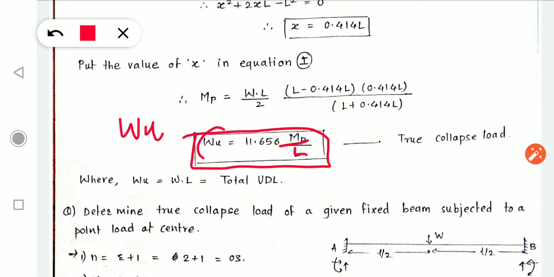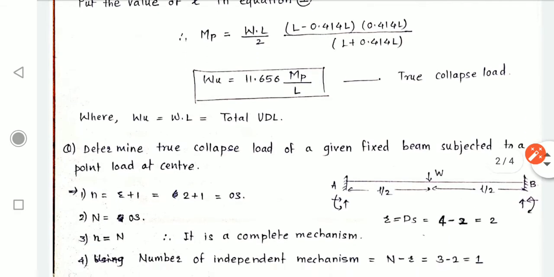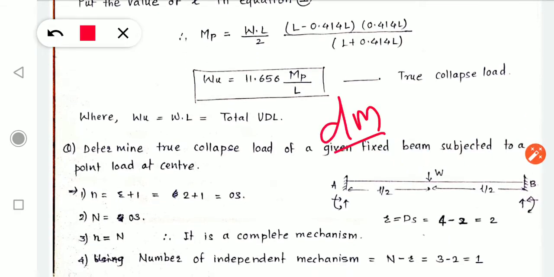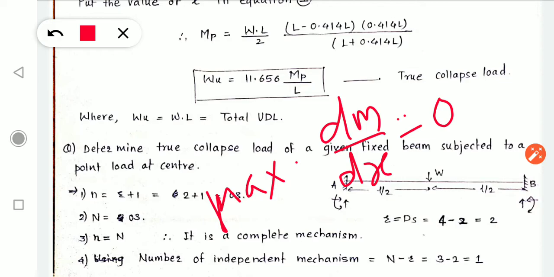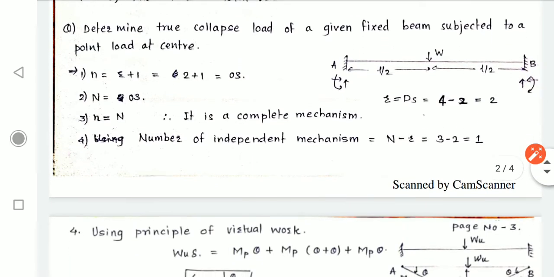Where the WU is not a point load but a UDL, therefore MP will be W into L. We have done this type of differentiation dM by dx many times in arch problems to find the maximum moment at that point, or where the maximum moment will be. We did this many times in strength of materials also. So I hope you will do it on your own.